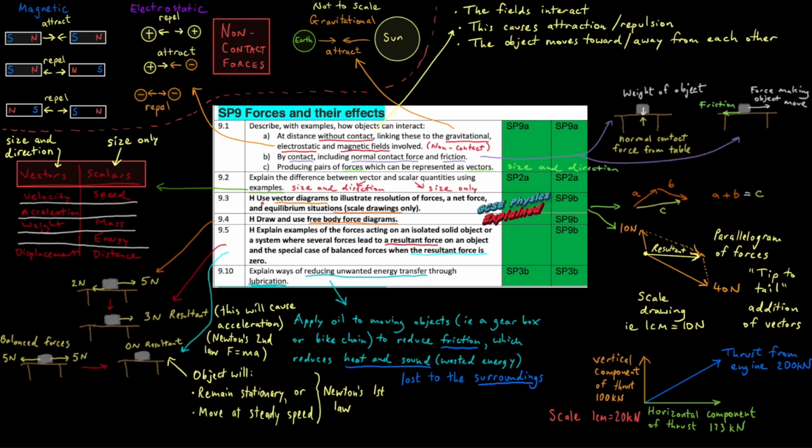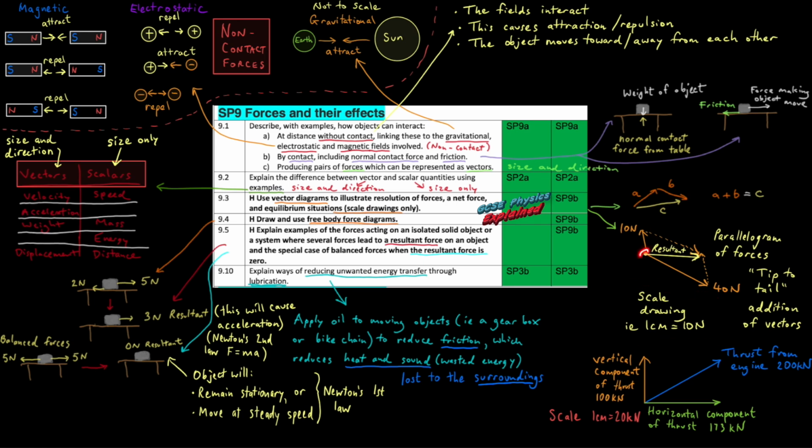9.3. Higher only. Use vector diagrams to illustrate resolution of forces, a net force, and equilibrium situations using scale drawings only. So in other words, if you've got one vector with the size and direction, let's call it A, and then another vector B. If you add A to B, you'll end up with C, which is the resultant. Now let's see how that gets applied with scale drawings.